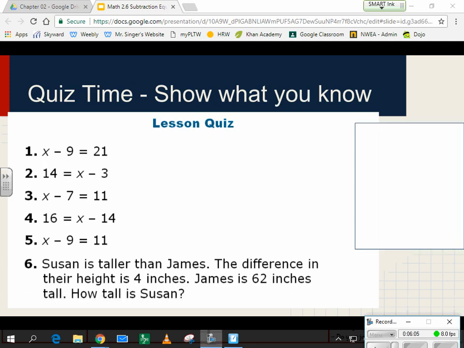All right, go ahead and solve 1 through 6. And when you're done, we'll look at your notes.